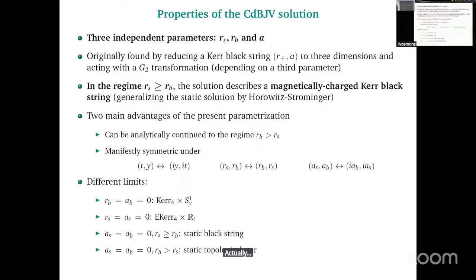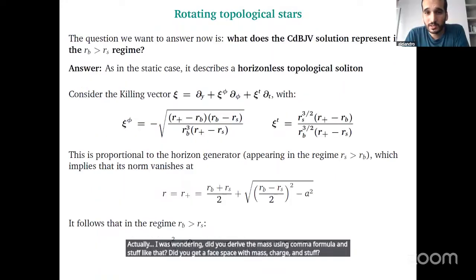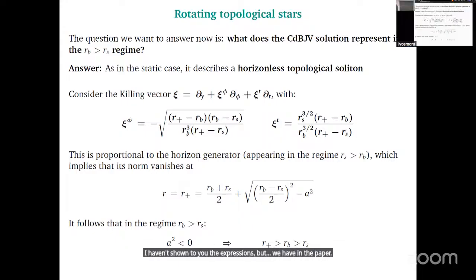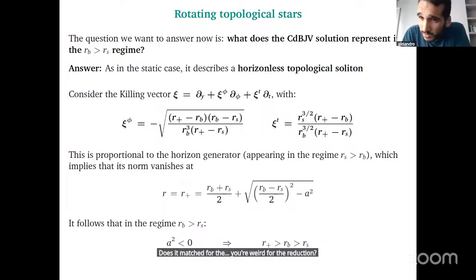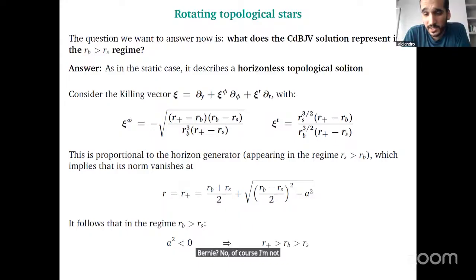I was wondering also, did you derive the mass using Komar formula and stuff like that? Did you get a phase space with mass, charge, and stuff? Yes, we derive it using 5-dimensional Komar formulae. I haven't shown you the expressions, but we have them in the paper. Does it match your weird 4D reduction? Sorry? Does it match your weird 4D reduction? No, of course not. Not even in the static case.